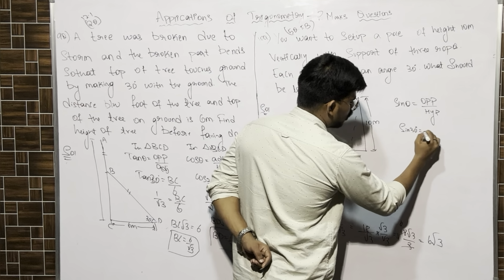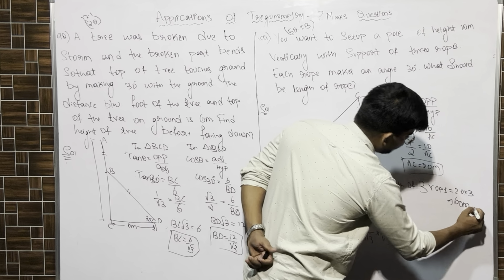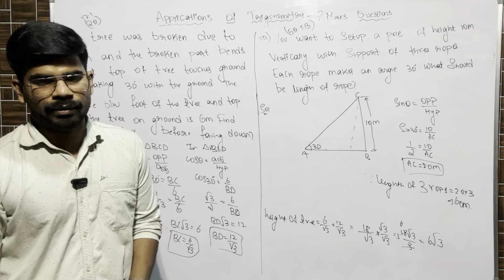In triangle ABC, we take AC. Sin 30 is 1 by 2, so 1 by 2 is equal to 10 by AC. Cross multiply: AC into 1 is AC, and 2 into 10 is 20 meter. So AC is the length of one rope. How many such ropes are there? 3. Therefore the length of 3 ropes is 20 into 3, which is 60 meter. 60 meter of rope is required. Copy that down.